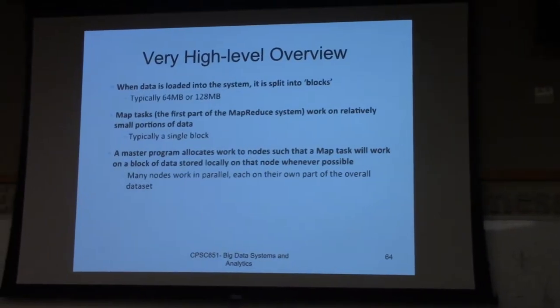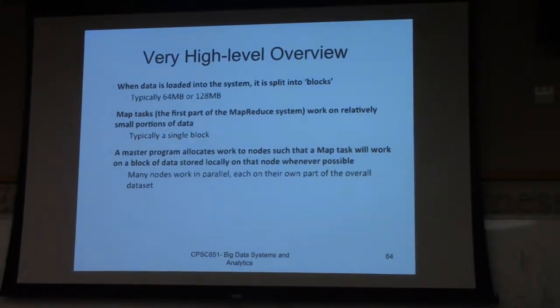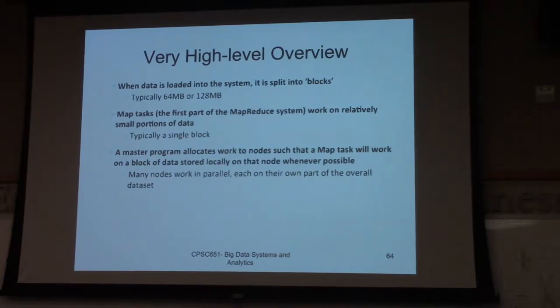Why does it use only 64 or 128? Or why not 32 or 2048 or any other size? That's a good question. I think that is based on the experiments they tried. We can use a bigger size or a smaller size, but the default block size in the Hadoop system is 64 megabytes. Most of them use 64 megabytes.